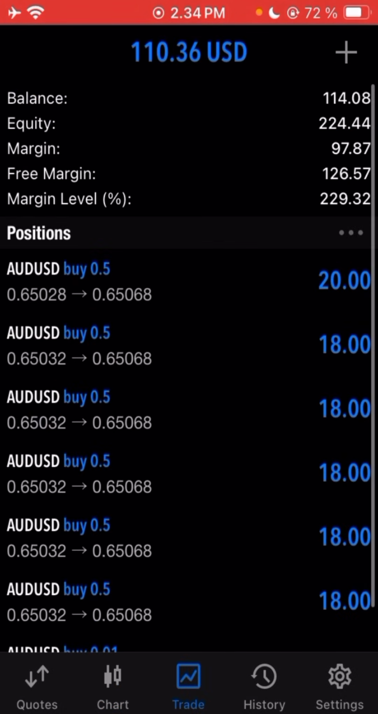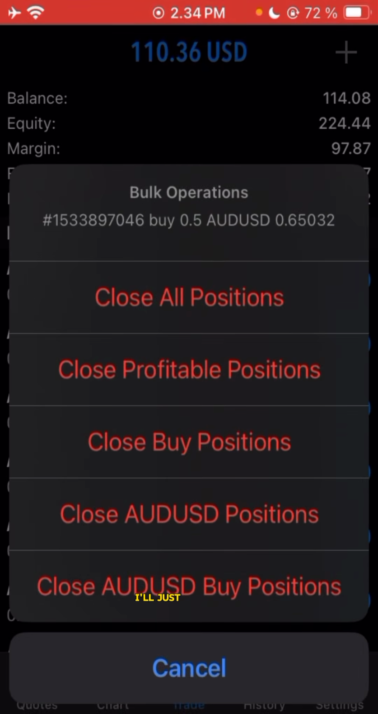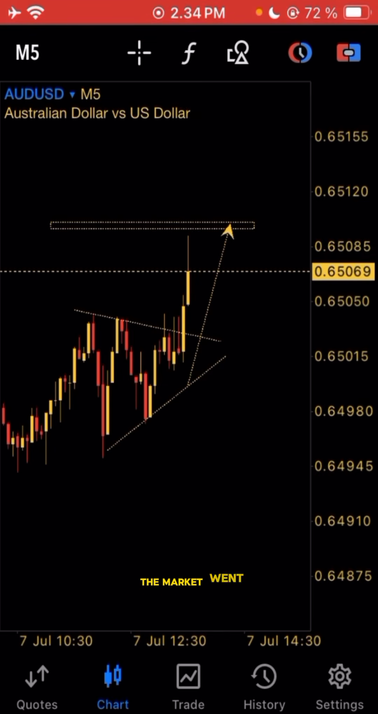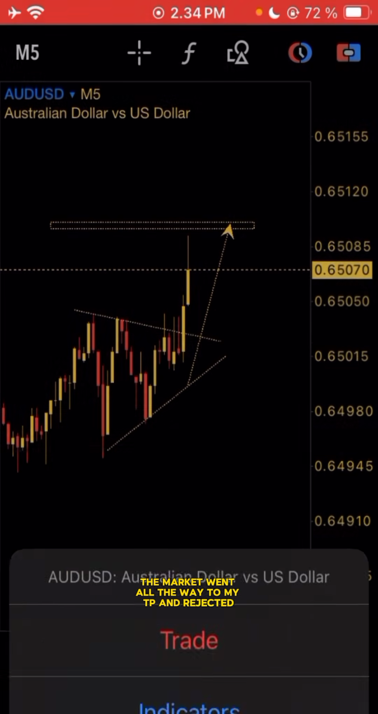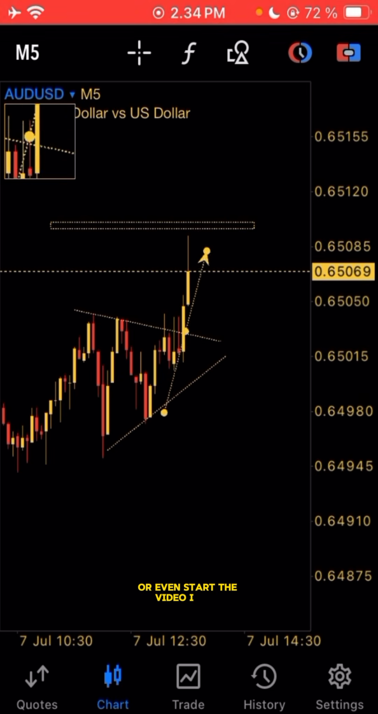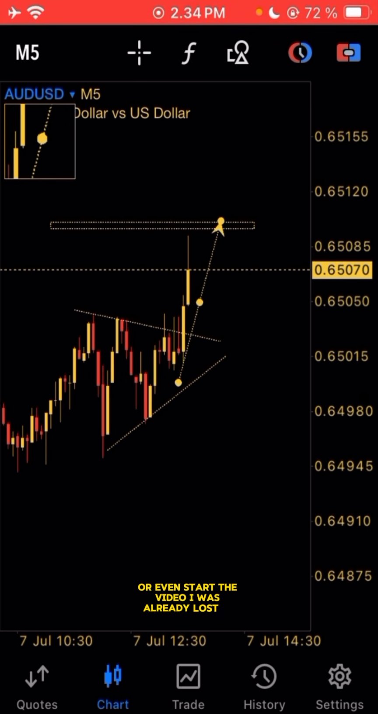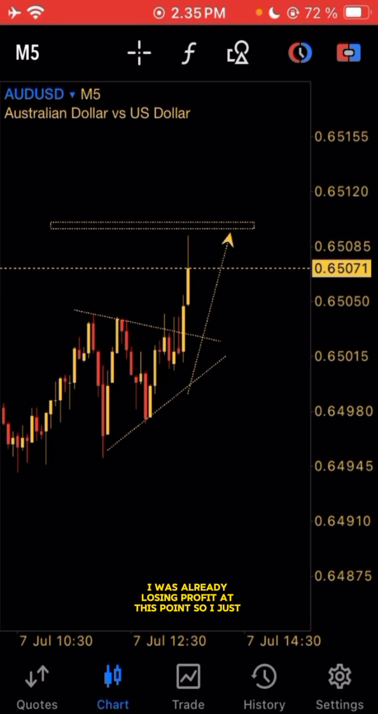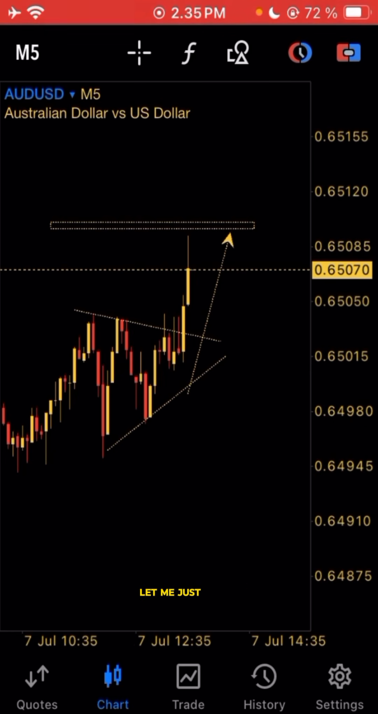All right, I'll just close, and here is why. The market went all the way to my TP and rejected almost immediately. Before I even bothered to close the trade or start the video, I was already losing profit at this point, so I just thought, no need, let me just close and show you guys the entire trade setup and how it played out.